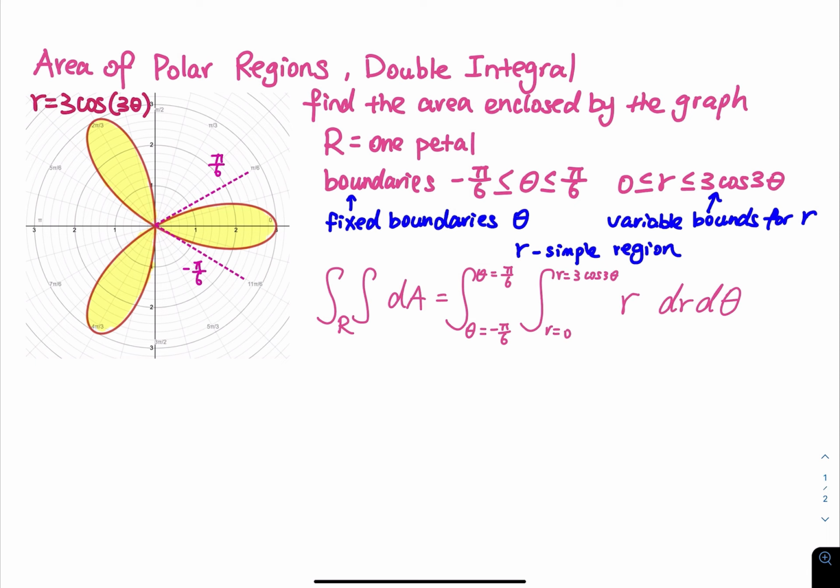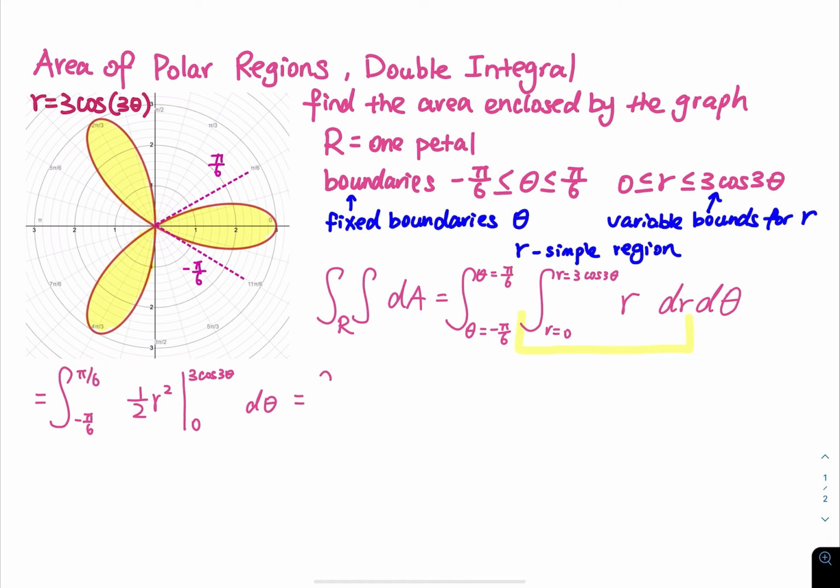Okay, what do we do first? Simple. We will just integrate the inner integral, which is the dr. So what is the integral of r? Just a simple problem. The integral of r is r squared times 1/2, right? So we have the integral from negative pi over 6 to positive pi over 6 of 1/2 r squared, such that r goes from 0 to 3 cosine of 3 theta, and then we have the outer differential, the d theta, and then you plug it in.